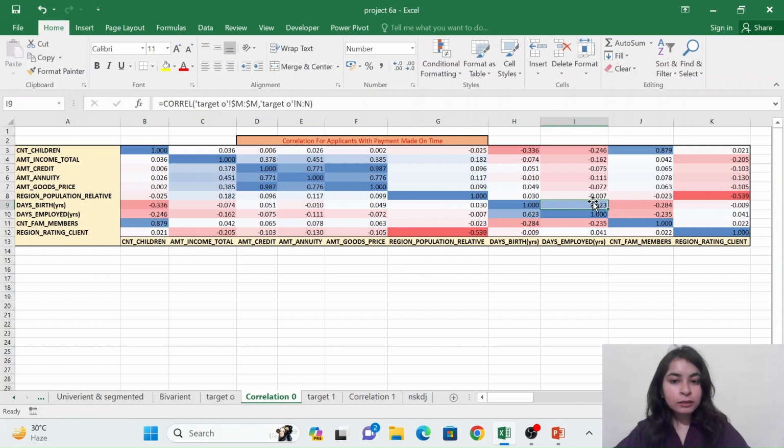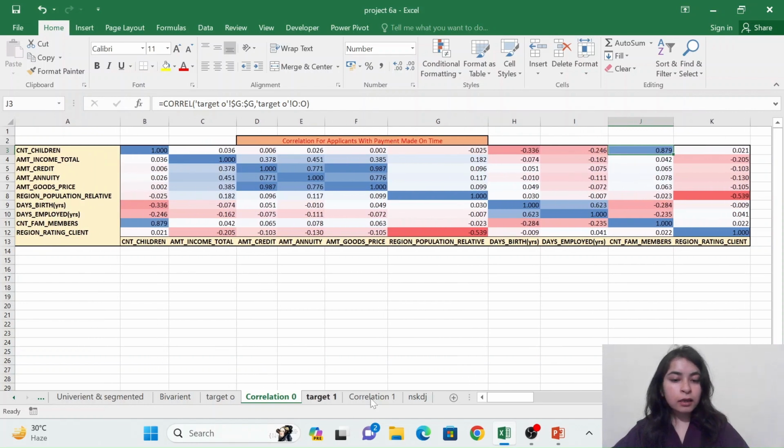Next up was between the days birth and the days of employment. It established that as your age is increasing, your employment experience, you can say, is also increasing. This established a strong relation. Next was count of children and count of family members, same.